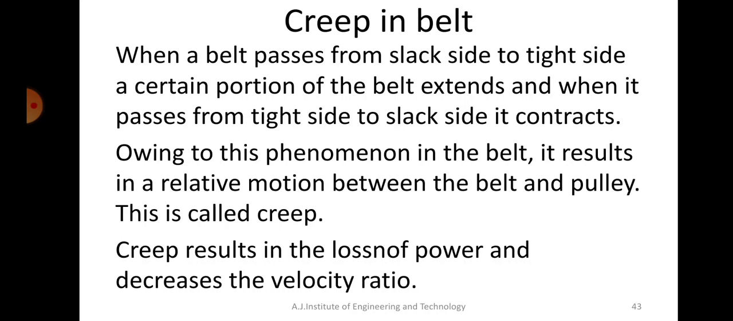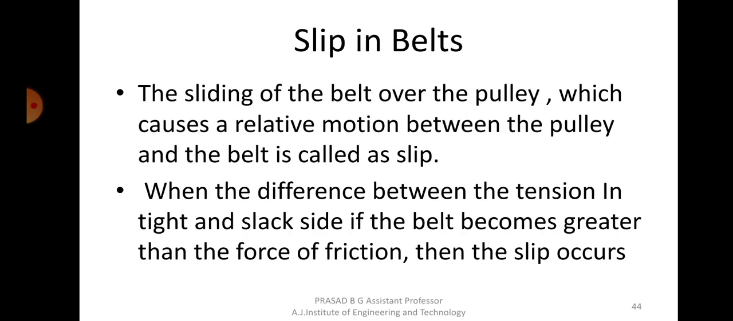Now there is a similar concept along with creep, that is called slip. This is also the same. Ultimately what is happening here is also the same, but the method of the application is different. In creep, why is it happening? Because of whatever I have explained. Now what do you mean by slip? We have to see. The sliding of the belt over the pulley, which causes the relative motion between the belt and the pulley, is called slip.